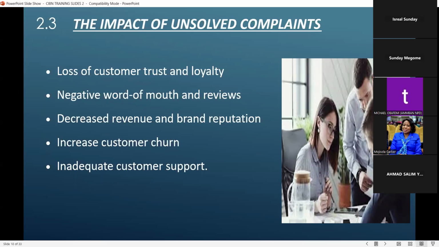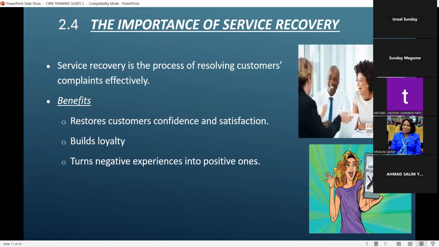Remember, we've talked about customers' complaints and the impact. Now we look at the importance of service recovery. Because customers complain, we have to take it with service recovery. So in this part, we are looking at service recovery as a process of resolving customers' complaints effectively.